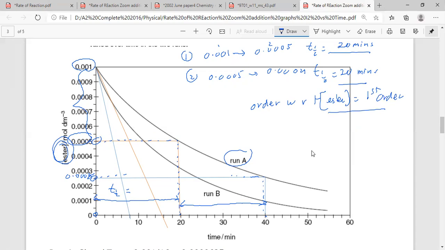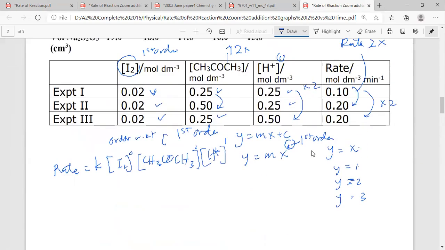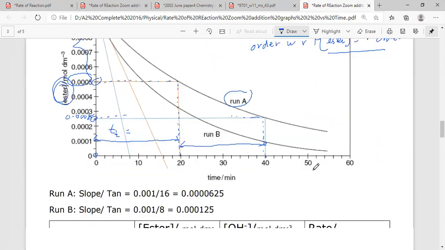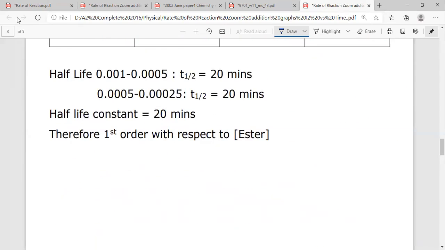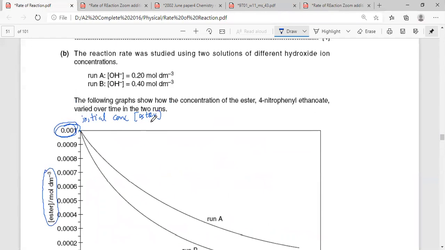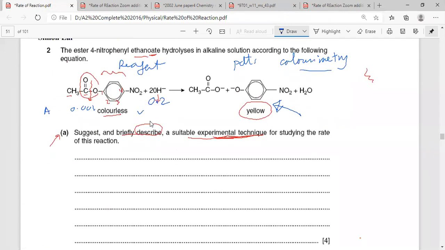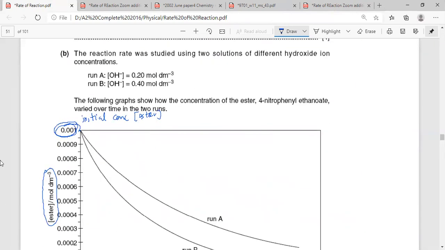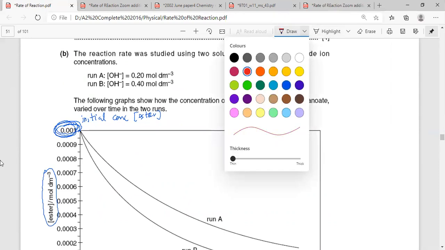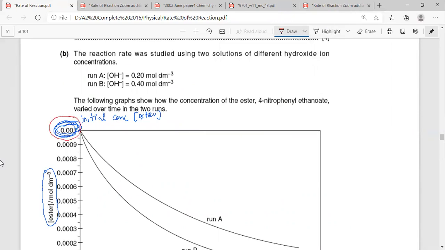So they plot another graph here. Now the second run is to do it. Run number 2, run B. Do an experiment. Here they kept the ester constant at 0.001. How do I know it's constant? Here you can see, the same experiment. The ester is kept constant. I put red ink here. This is the original, and for run B it's the same. I know because I prepared it.